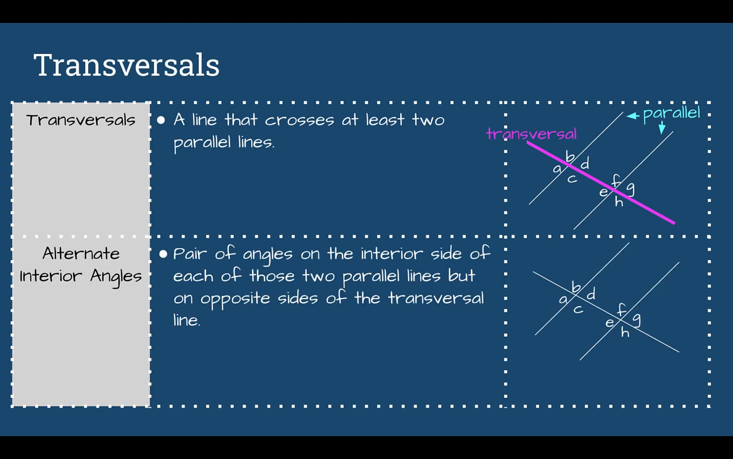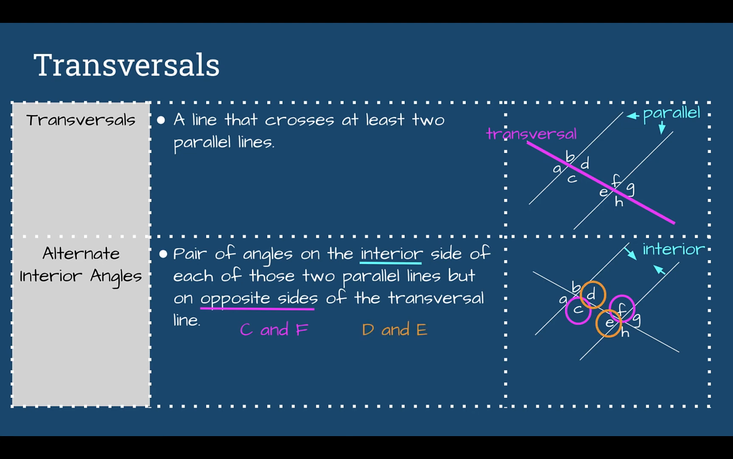The first two are pretty similar. We have alternate interior angles, and then the next one after this is alternate exterior angles. So alternate interior angles are a pair of angles that are on the interior side of the parallel lines, but opposite sides of the transversal. So they're on the interior of the parallel lines, if you look at the picture, but opposite sides. So we have C and F. Those are inside and opposite. So C and F are alternate interior angles, and also D and E.